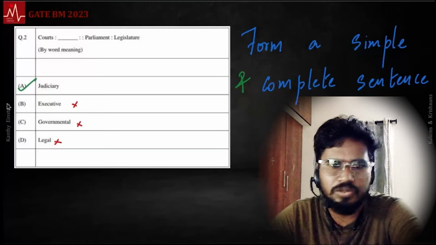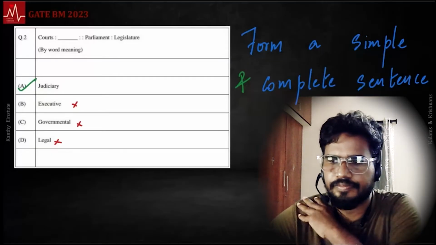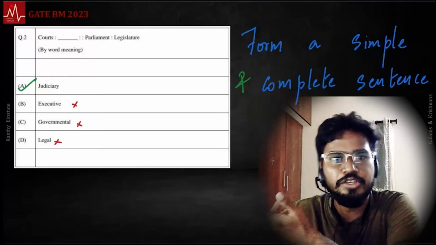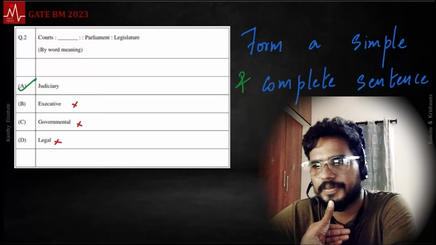Courts have to do with judiciary. Parliament has to do with legislature. Courts have to do with executive. Or executive what? Executive decision. Right.